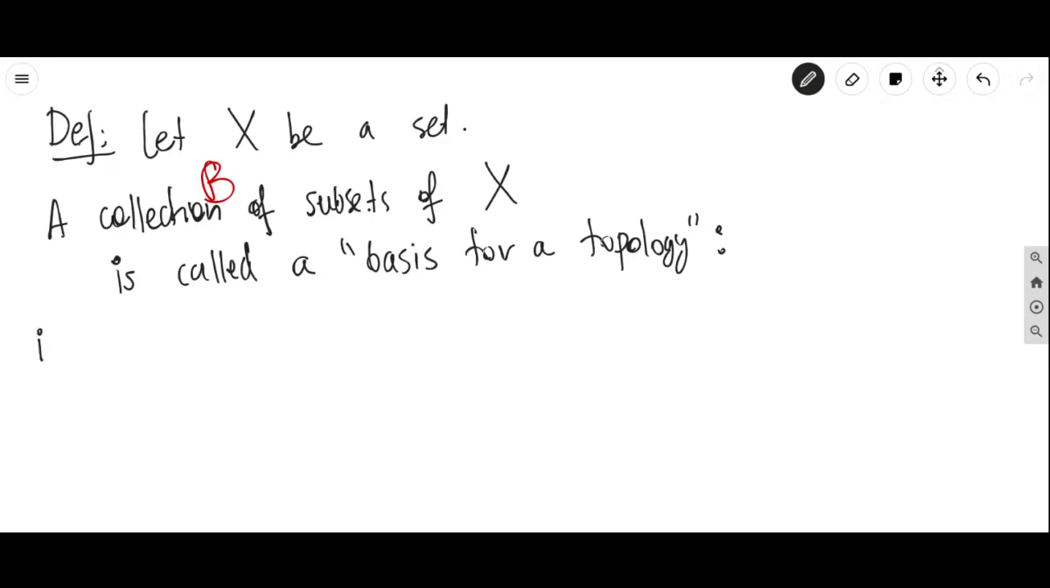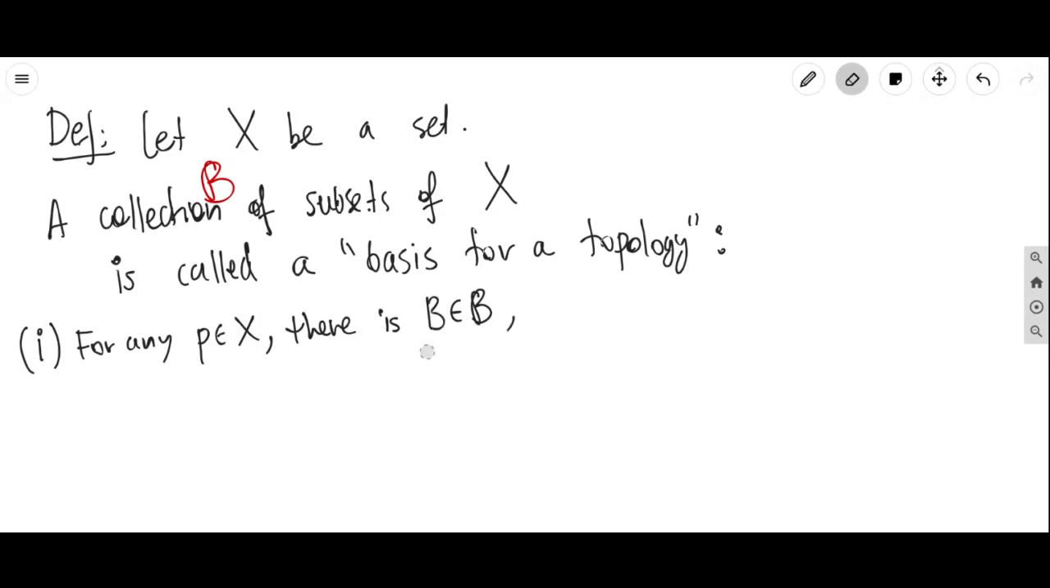So the first property is: for any point in X, there is something in the basis. So you can find some U in script B so that the point is contained in U. Basically what this is saying is every point is contained in some set in the basis. You can find something in the basis that's going to contain every point of X, which should make sense because everything is supposed to be covered by the basis.